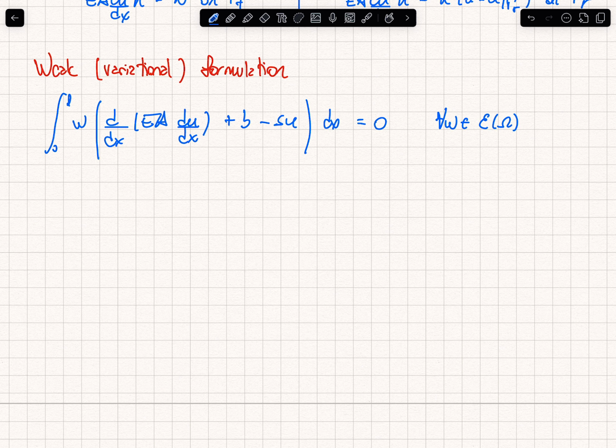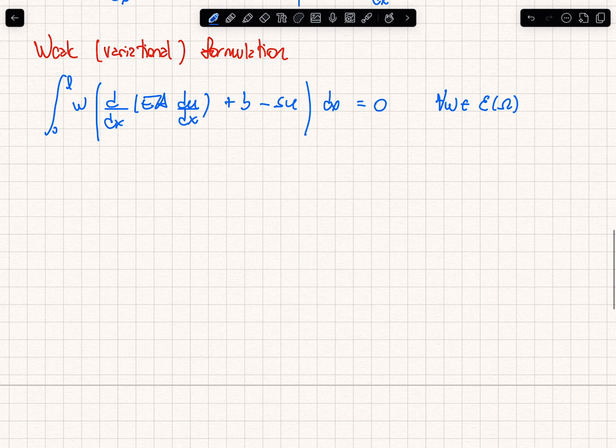But for now, let's say that is going to be called the energy space, right? What is the upper bound? L. So that is the length of the bar. We're integrating over the length of the bar, right? And so this is the energy space. So what does that mean?